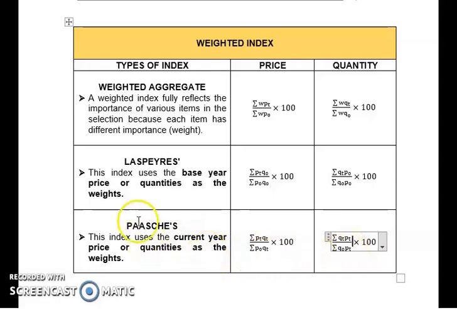So remember, if Laspeyres index, the weight uses base year. If Paasche index, the weight uses current year. If price index, the weight will be quantity. However, if we calculate quantity index, the weight will be price. Okay, later on we will see examples on how to calculate weighted index.